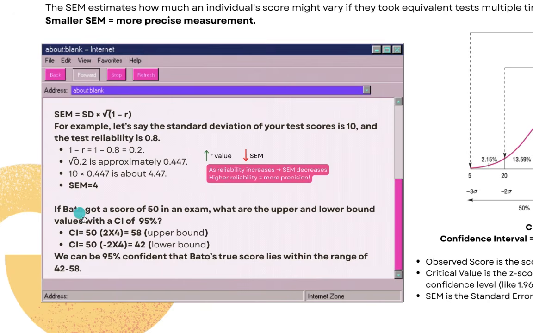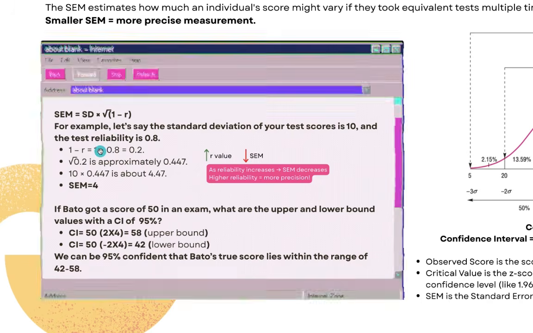Okay, so we have here a scenario. Bato is taking a reading ability test because he noticed that he has no comprehension. And let's say the standard deviation of this test that Bato took is 10. And the reliability of his measure, the reading ability test he took, is 0.8.